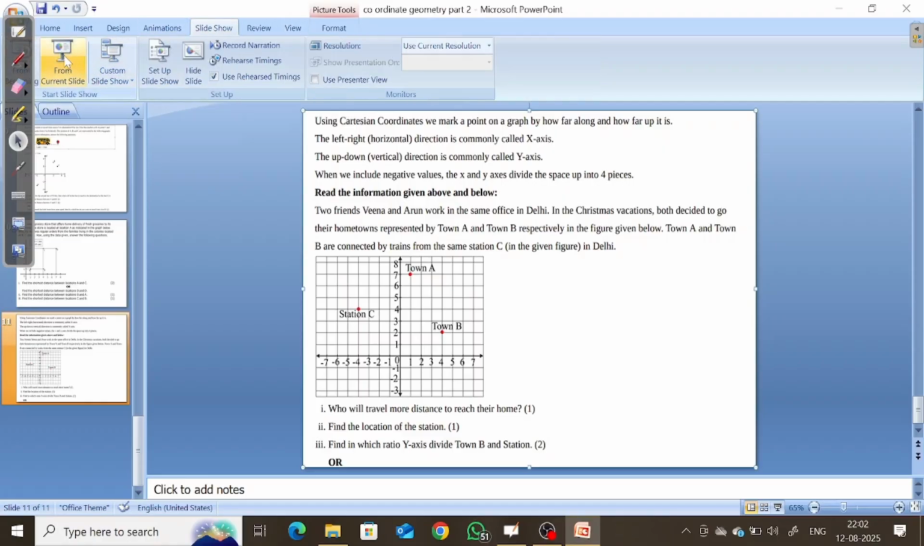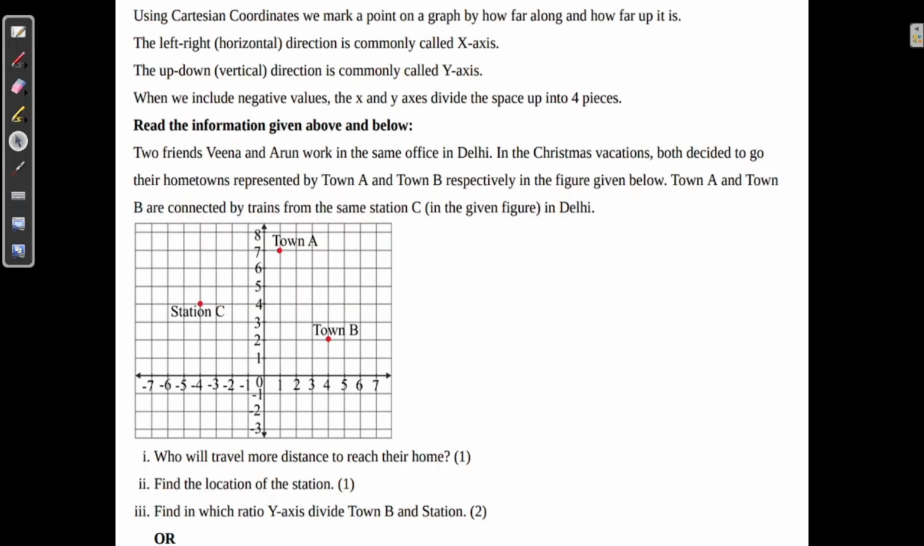I will show you a problem and you all will try. I will give you 5 minutes, then I will solve it from my side. As you can see, there is a problem written on the board. Using Cartesian coordinates, we mark a point on a graph by how far along and how far up it is. The left-right horizontal direction is commonly called the x-axis. Whatever is written, you just have to try.